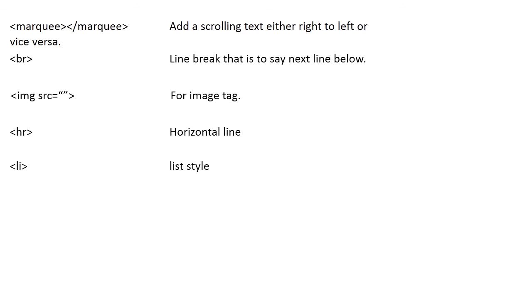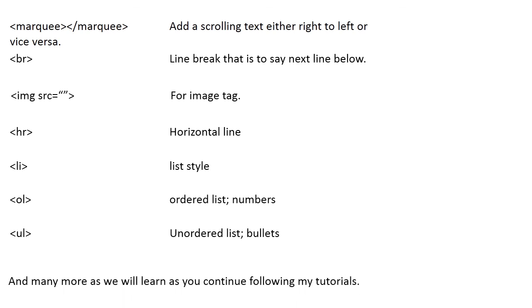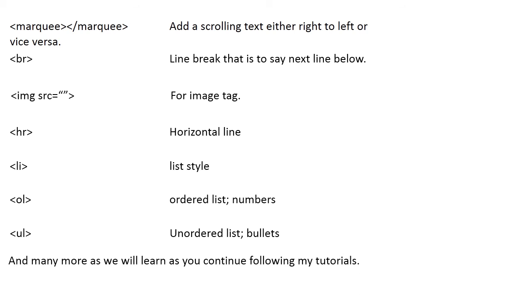We have list styles. We have ordered list, where we use numbers. We have unordered list, where there is a bullet, and many more. As you continue to follow my tutorials, we will see different tags that we'll be using to enable us to have a clear picture of how HTML tags work.